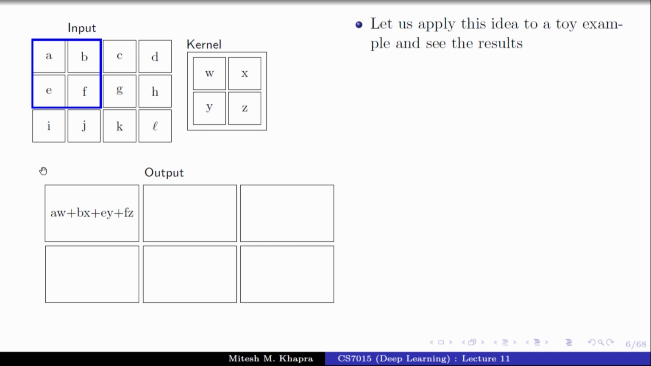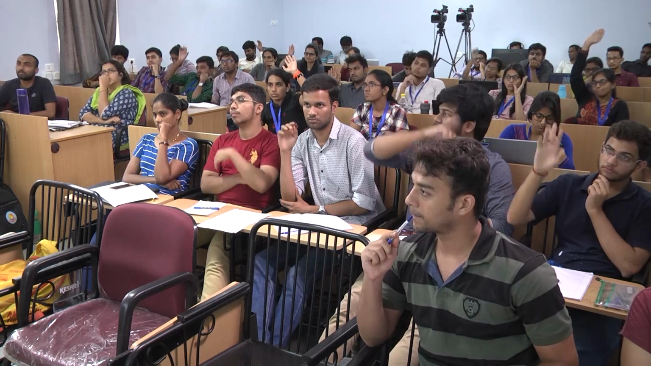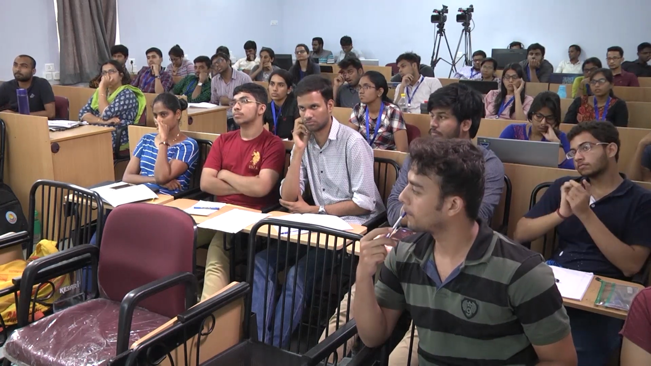Everyone understands this operation? Everyone sees the analogy of this with the one-dimensional case? A weighted average of the neighbors. The neighborhood was 6 pixels there. Here it's a 2x2 neighborhood. Everyone gets this? How many of you get this? Please raise your hands. Okay, fine. What would be the revised value for B?